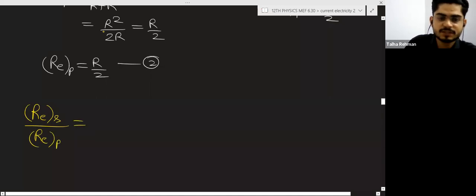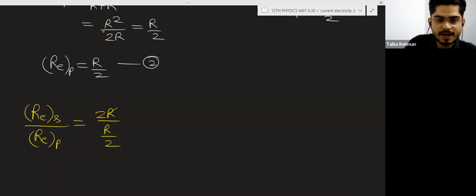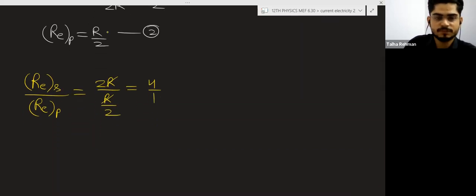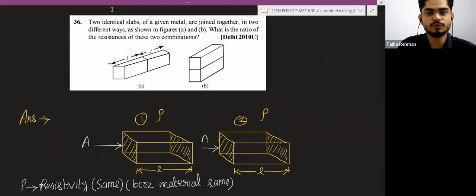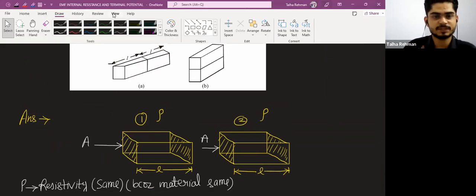What is the equivalent resistance in series? 2R. What is the equivalent resistance in parallel? R divided by 2. And R gets cancelled out. You will get 4, so I can write this as 4 by 1. So the ratio is 4:1. Okay. All of you just copy this. In this way, you have to write the answer in your examination.